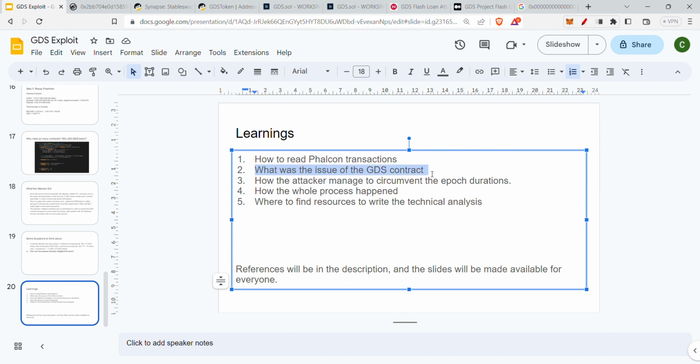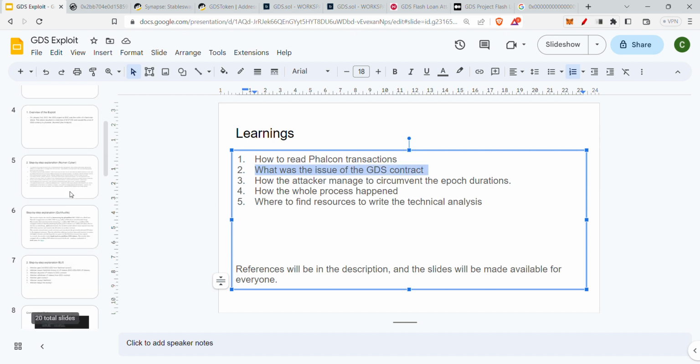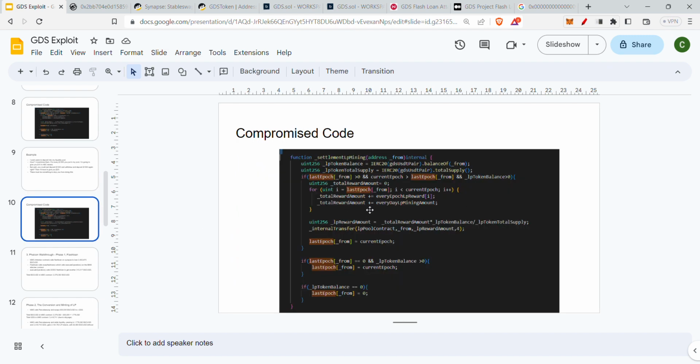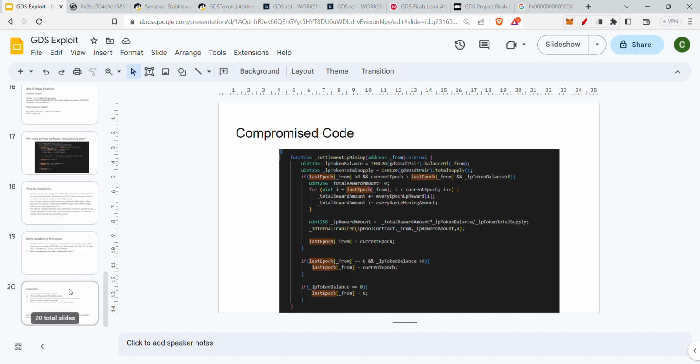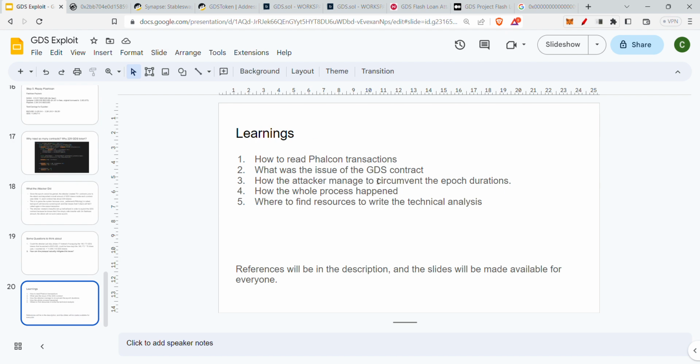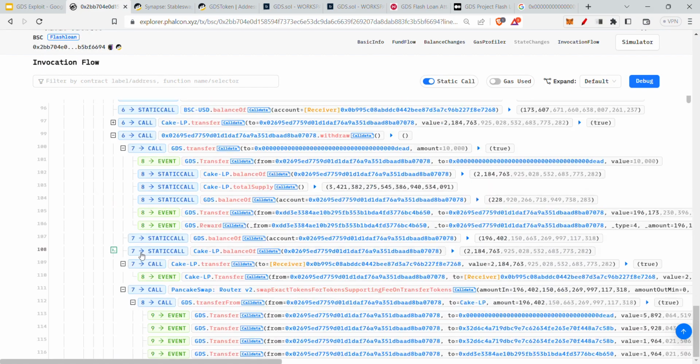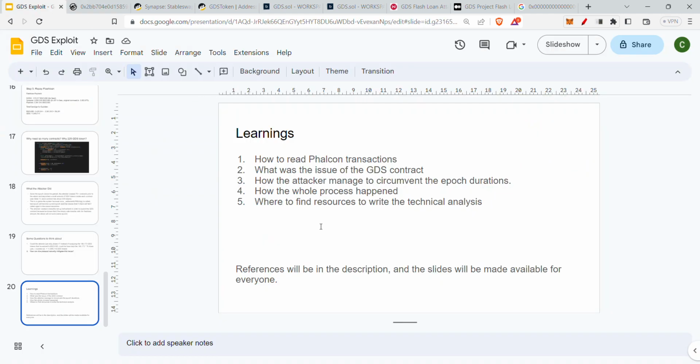And next, we know what the issue of the GDS contract was. The issue was this one. And the epoch issue: how did the attacker actually circumvent this issue? How the attacker managed to circumvent the epoch durations. Number 4, we learn how the whole process happened. All these lines, we understand every single line that happened over here. And number 5, we learn where to find resources to write the technical analysis.